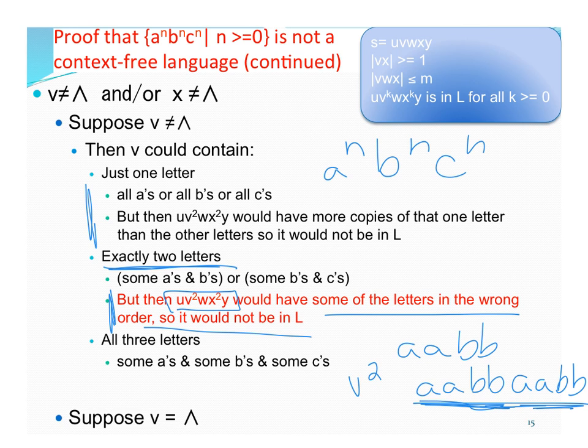Okay, so we've said if V is not the empty string, then we know it's not just one letter, and we know it's not exactly two letters, so let's just see what happens if we say, okay, maybe it's three letters.